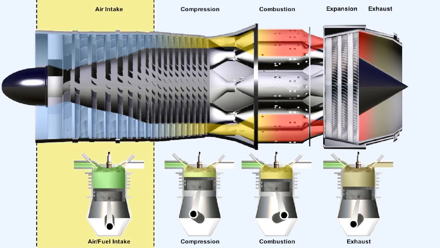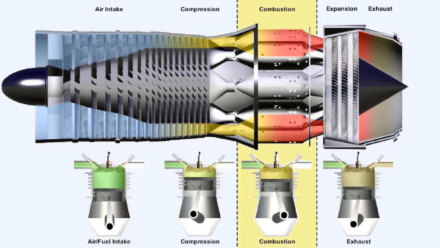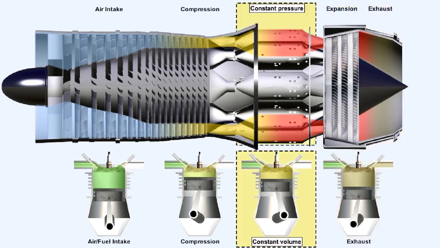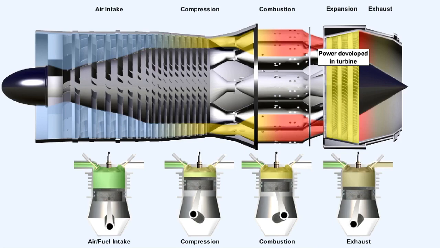The induction, compression, power, and exhaust strokes of the Otto cycle are each matched by induction, compression, combustion, and exhaust stages in the Brayton cycle. One major difference, however, exists, in that in the gas turbine engine, combustion, theoretically, occurs at a constant pressure, whereas in the piston engine it occurs, once again theoretically, at a constant volume. Power is developed in the turbine of the engine.